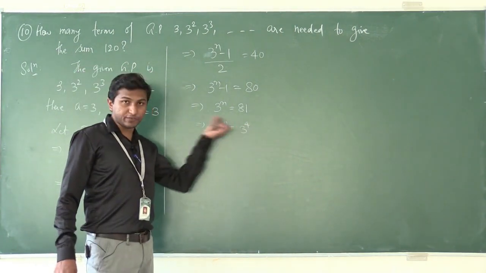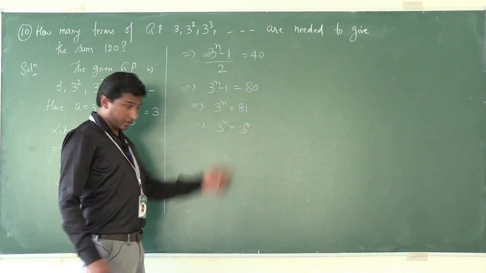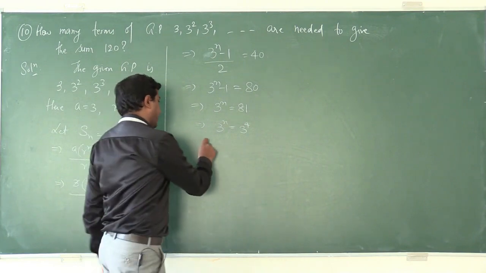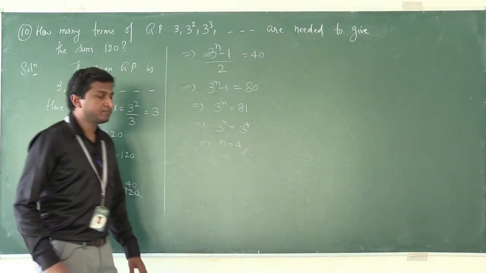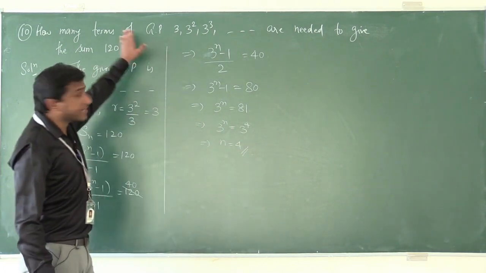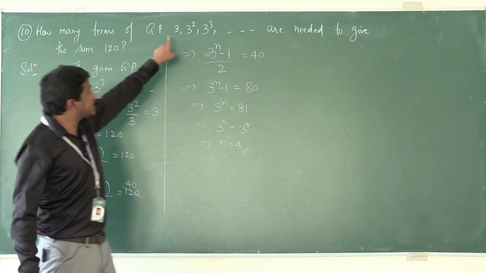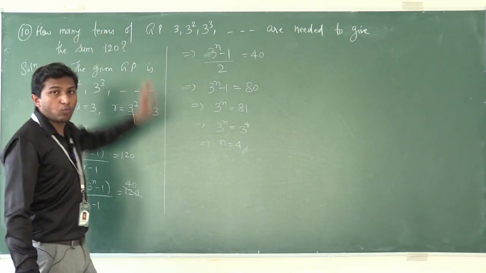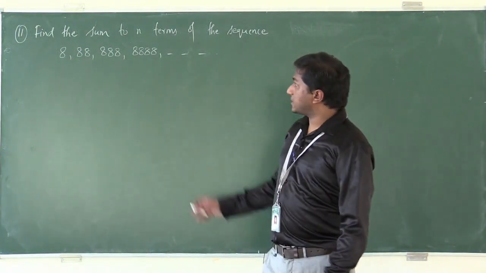The bases of these two exponents are equal, so the exponents themselves must be equal. Hence the powers must be the same. Hence the value of n is 4. So what is the meaning of saying the value of n is 4? That is, we need the first 4 terms of this particular GP to give the sum 120. Moving on to the next problem.